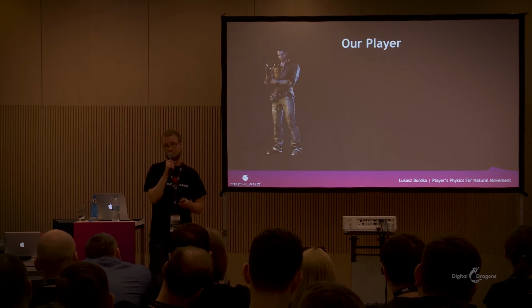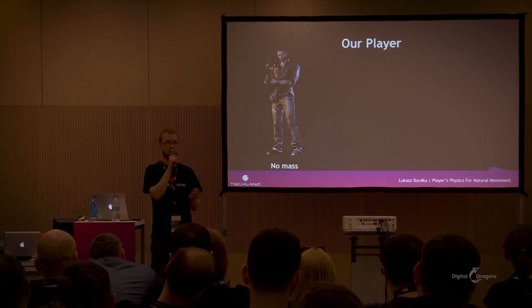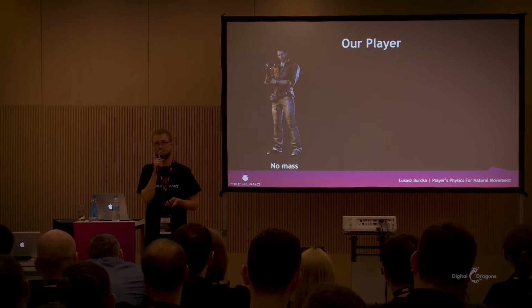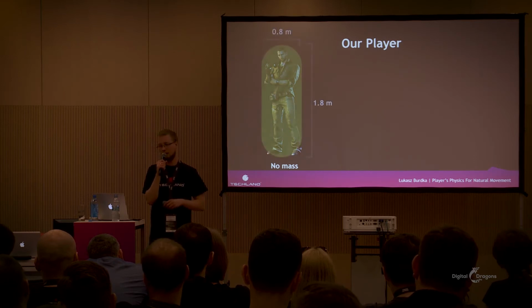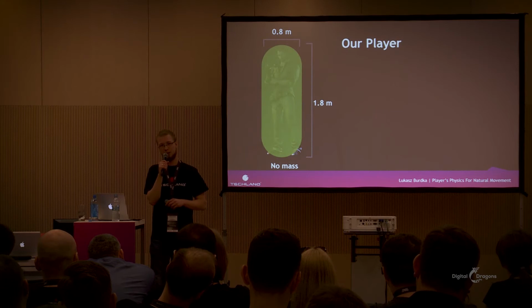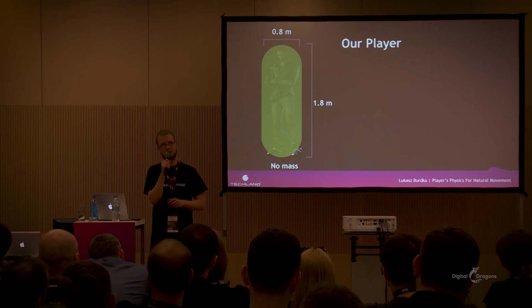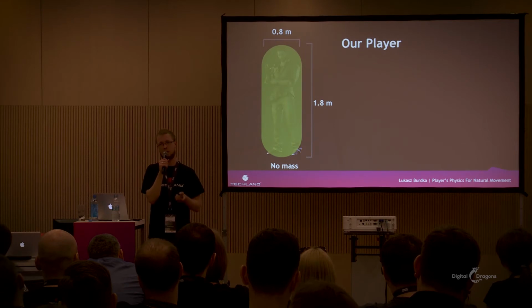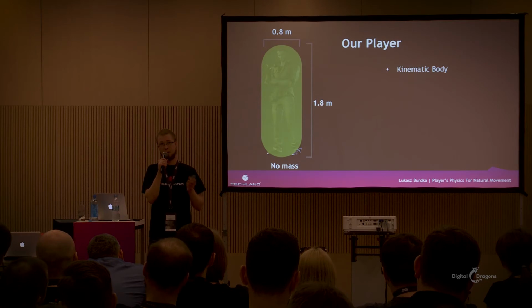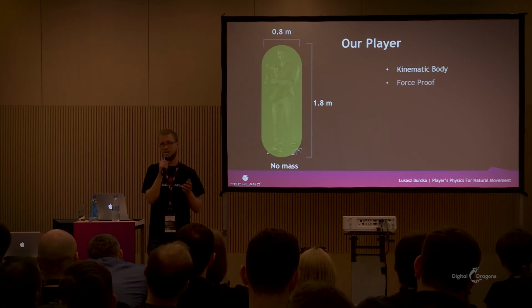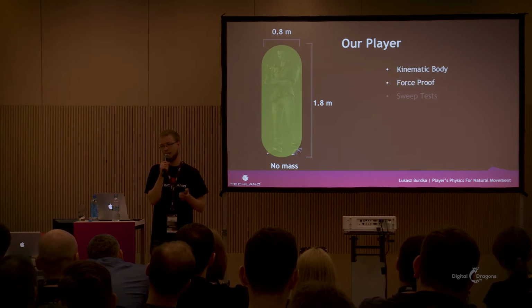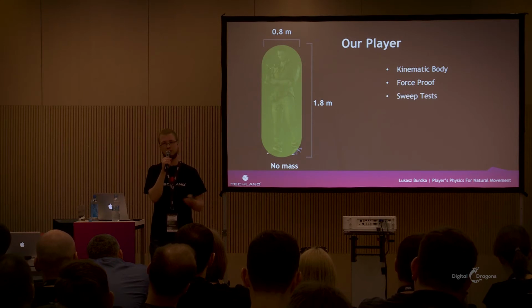So this time our player had no mass, because kinematic bodies by design don't have a mass. And we used a capsule this time, not an ellipsoid, which has a sphere in the bottom and top part, which makes some calculations really convenient. It was a kinematic body, so it was completely force-proof. And we used sweep tests to detect where we can move.